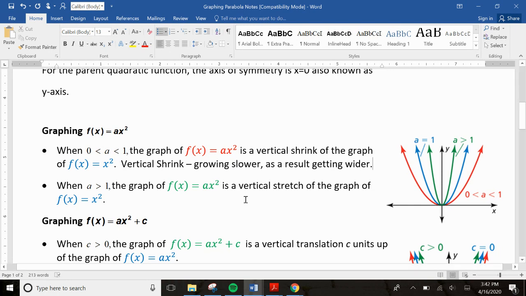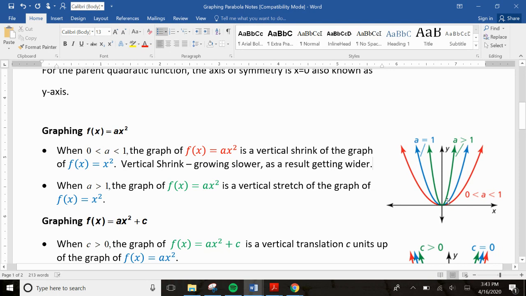Okay, and then here, when a is greater than 1, we can call it a vertical stretch of our parent function x squared. So again, we're comparing the blue, our original graph, and when a is greater than 1, when our leading coefficient is larger than 1, it's a vertical stretch of our parent function. In other words, when a is greater than 1, the graph is getting skinnier, it's getting narrower. So if you look, our blue is our standard, our parent function, and when we compare it to green, we can see that the green function is much skinnier, much narrower.